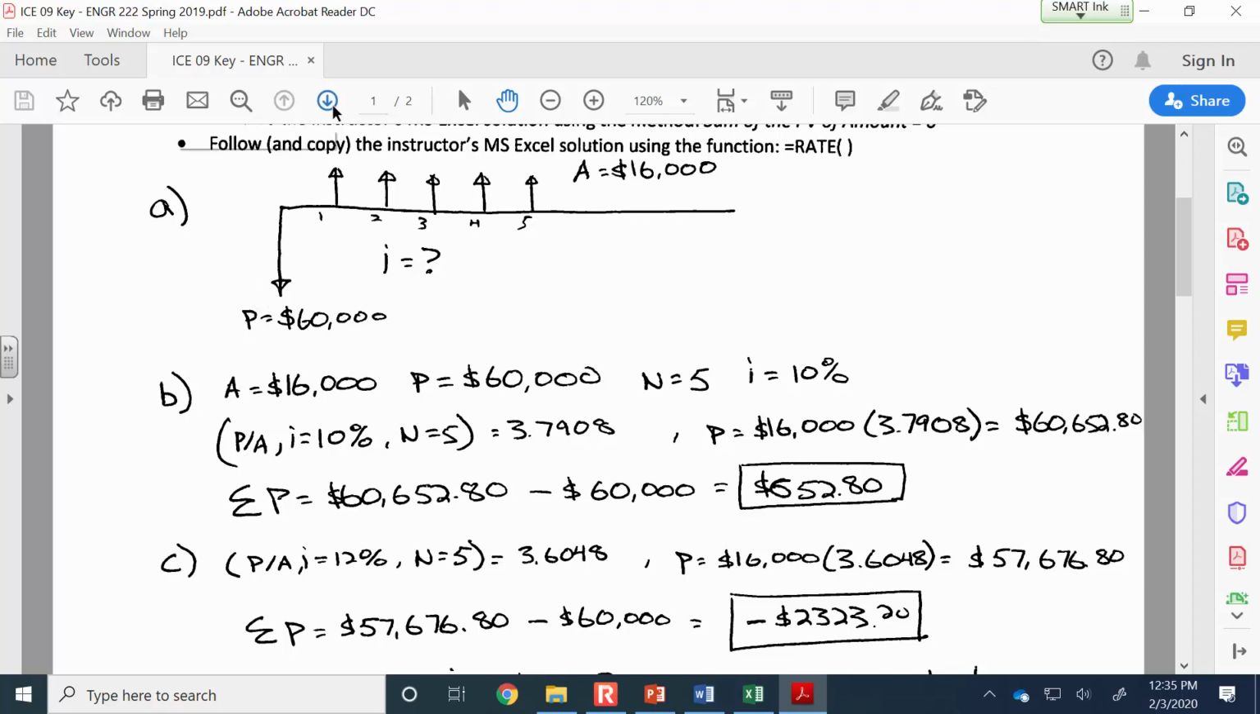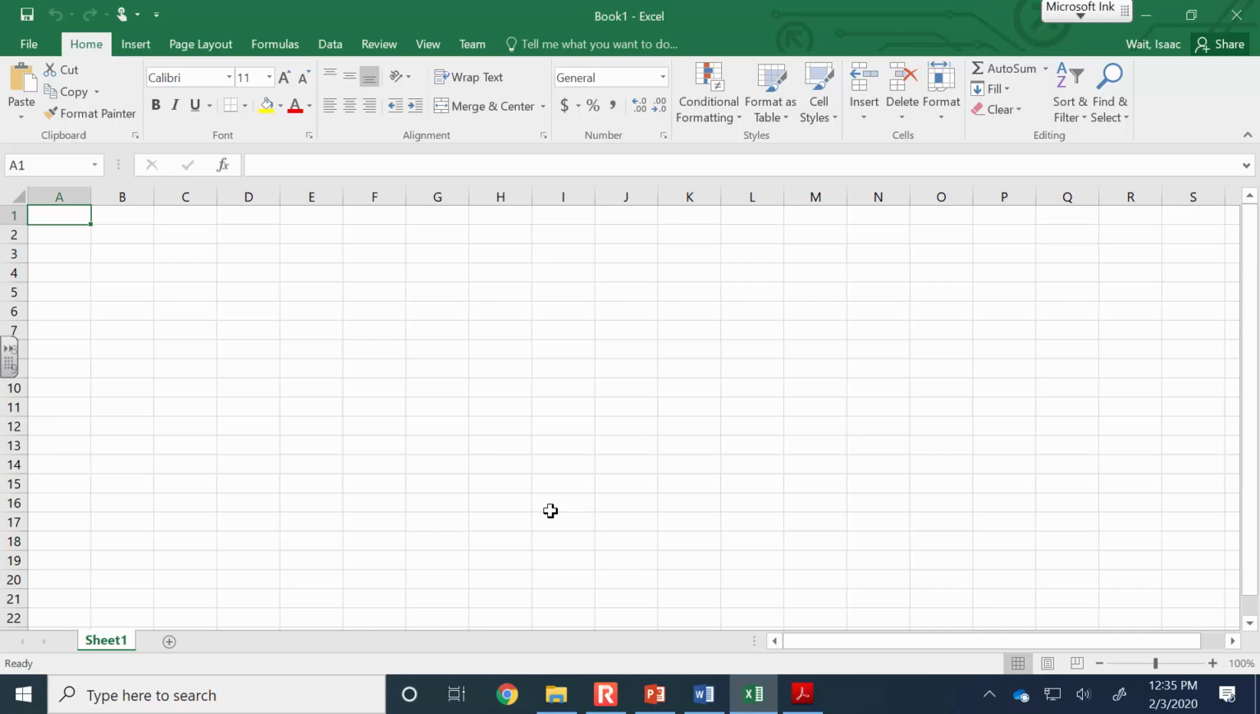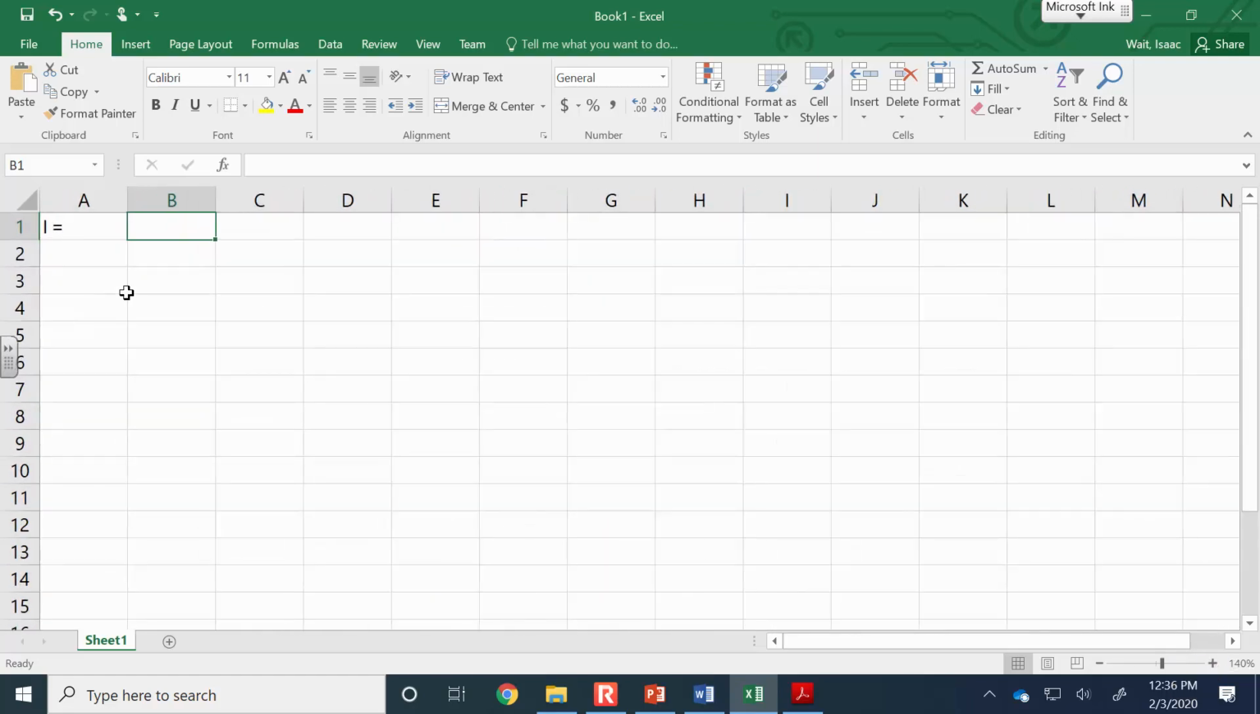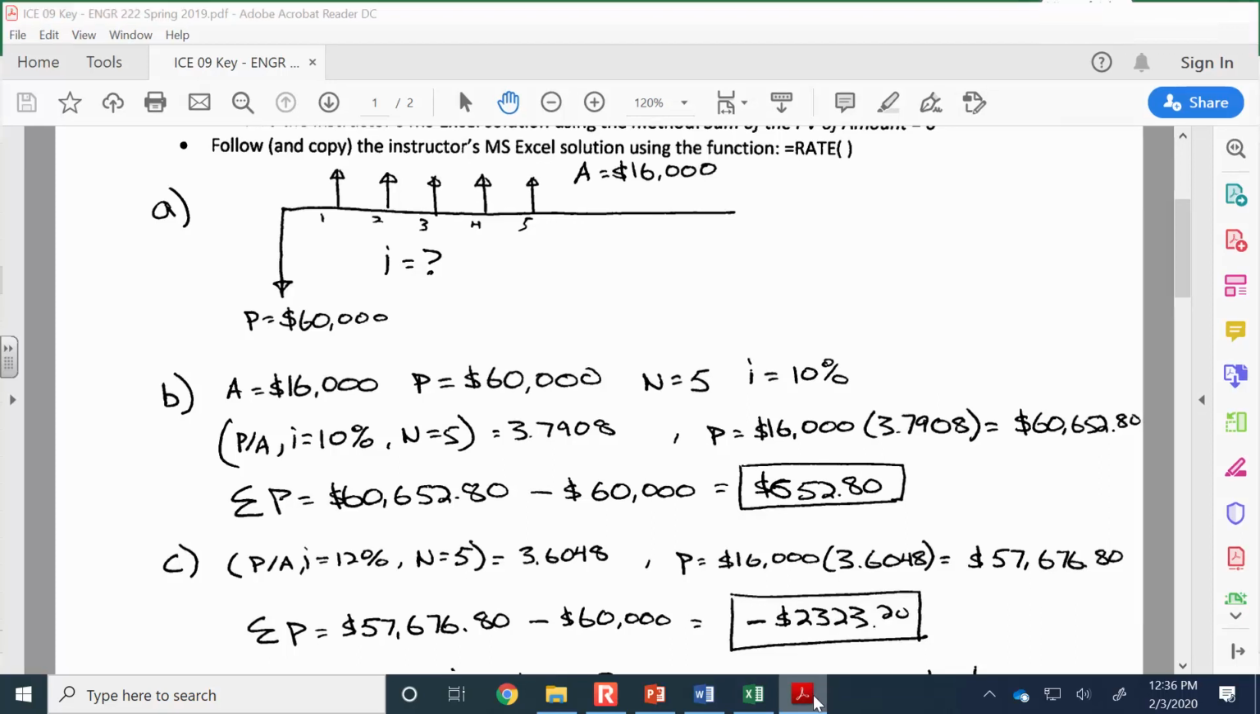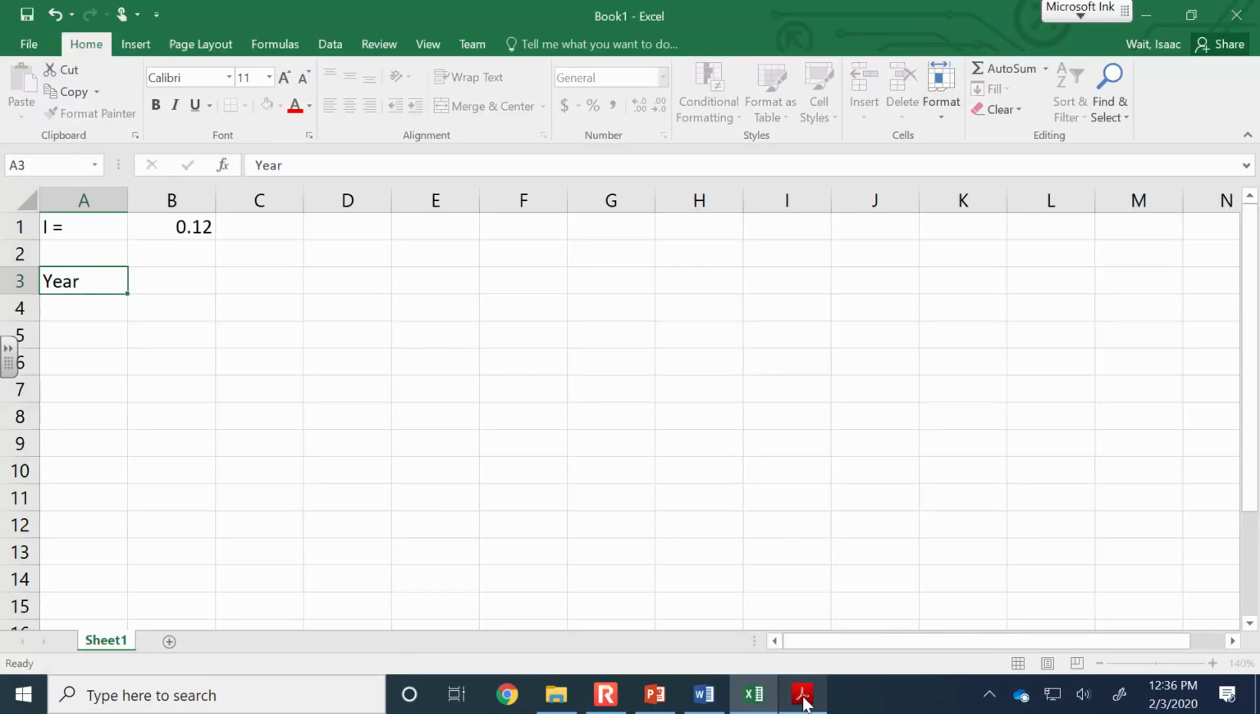Okay, so here in Excel, just observe for now. You will get onto the computer in future classes, but for today I just want to do a demonstration where what I'm going to have is here an interest rate, and to start off I'm going to put in one of the numbers we already know. So I'm going to put in 12% interest just to make sure that this is functioning the way it should, because we know when it's 12% interest, then the present value should be negative $2,323.